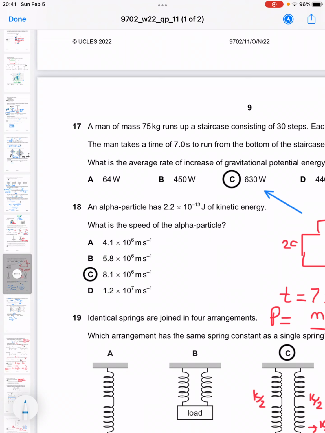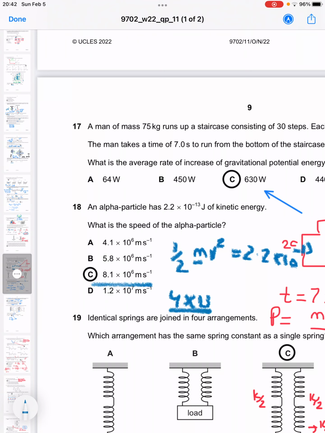Question number 18 says that an alpha particle of kinetic energy is given. What is the speed of the alpha particle? We are given the kinetic energy, just apply half mv square equals 2.2 into 10 raised to the power minus 13, and take the mass of the alpha particle as 4 into unified atomic constant, and find the velocity as 8.1 into 10 raised to the power 6.